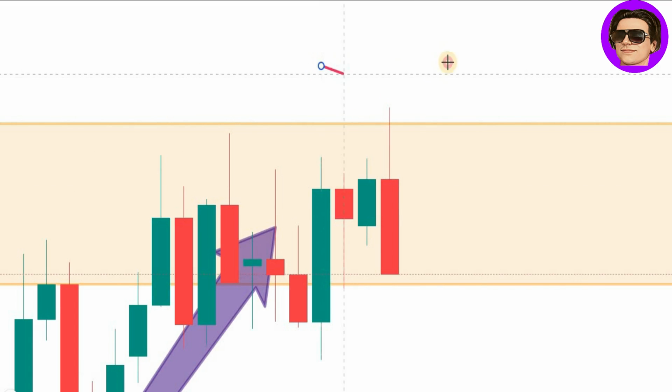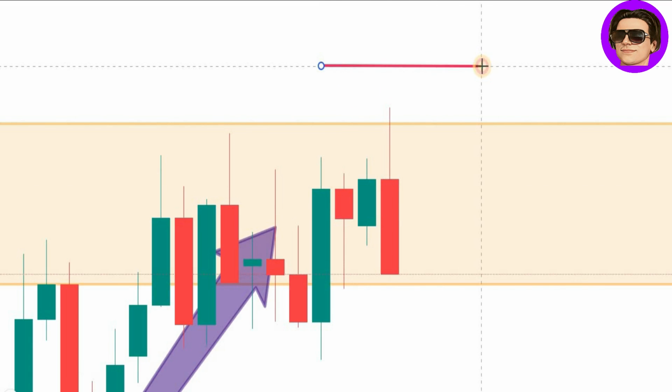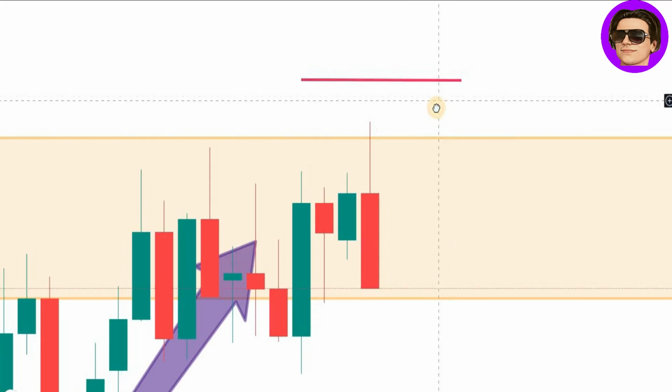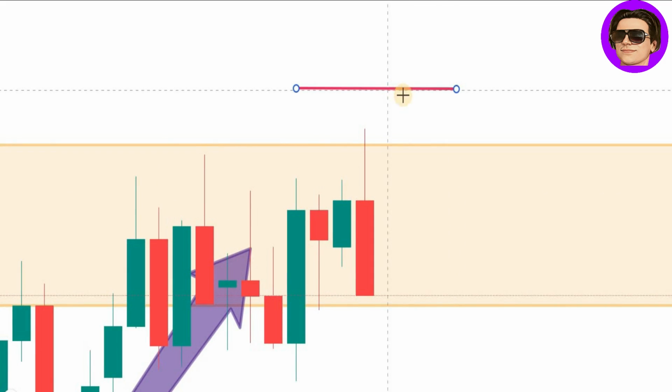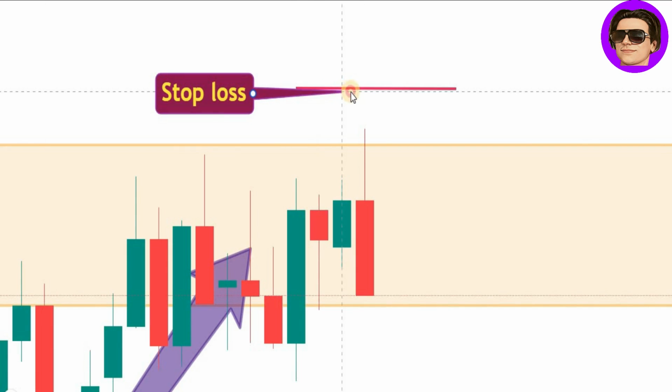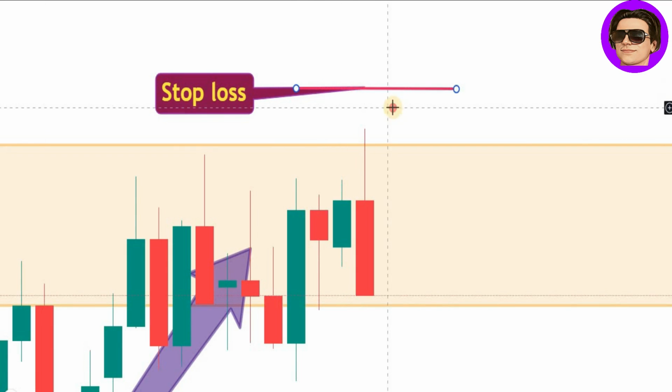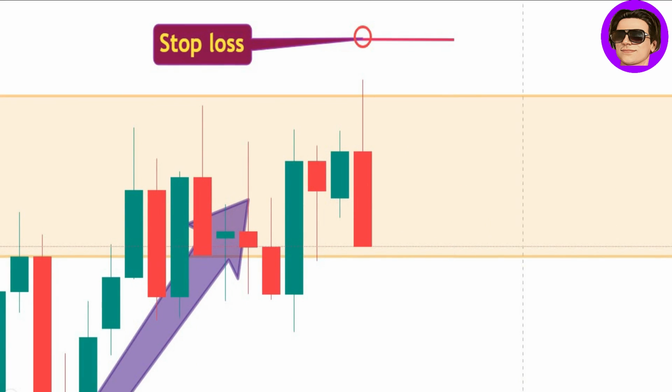This strategy has a stop loss. Stop loss has a buffer. Yes, end of the candle is stop loss. This point is a stop loss. Red line is a stop loss. This point is a stop loss. Stop loss has a buffer, end of the candle.